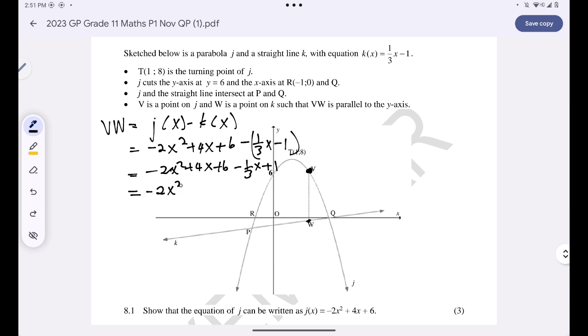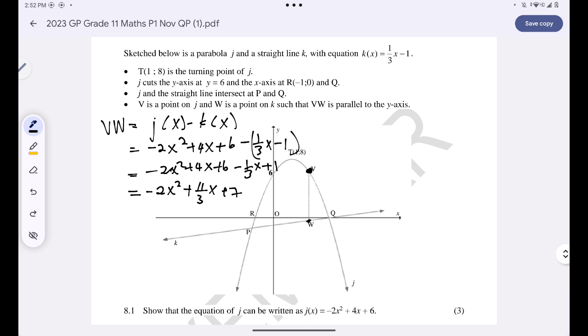Negative 2x squared. Whenever I add 4x minus 1 over 3x, this will give me 11 over 3x plus 7. Okay, this is the equation that will give me the length of VW, right? But they just don't want any form of length, but they want the maximum length between the 2 points.